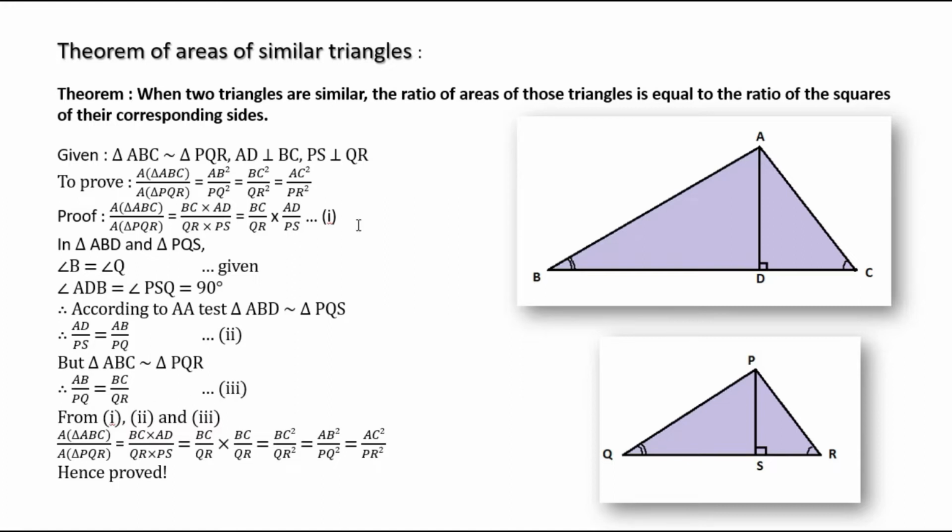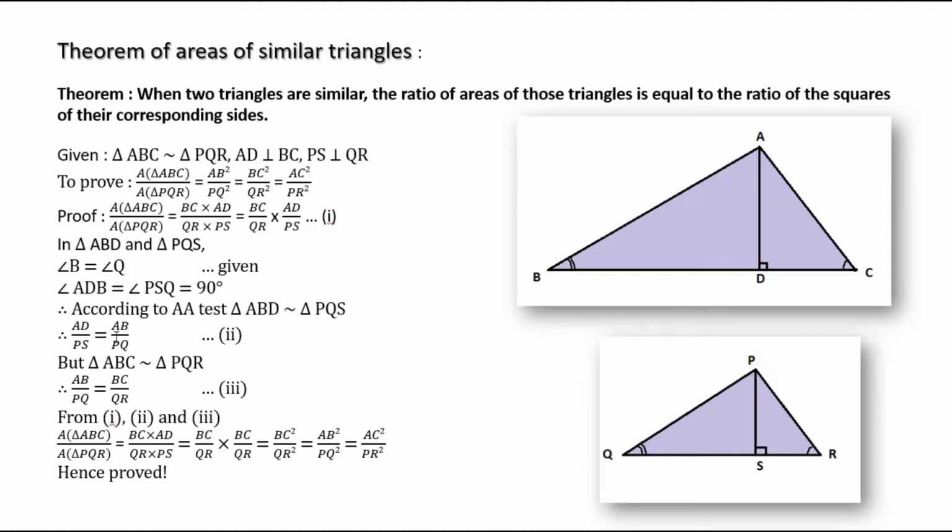So, if we consider the first, second, and third equations, finally we will come to the ratio of these two triangles. Area of triangle ABC upon area of triangle PQR, which is BC into AD upon QR into PS, that is BC upon QR, BC upon QR. Now, how is it BC upon QR one more time? See, this AD upon PS is BC upon QR.